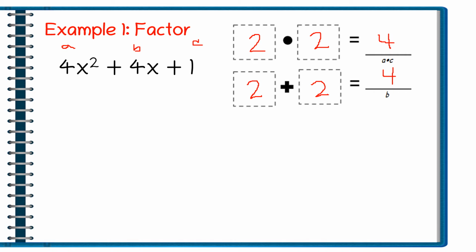So the way we make 4 terms is we keep the first term the same, 4x squared, but then we break this into 2 numbers, and the 2 numbers are what we get from those boxes.